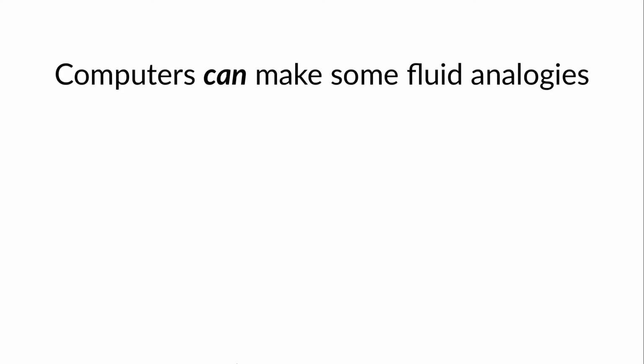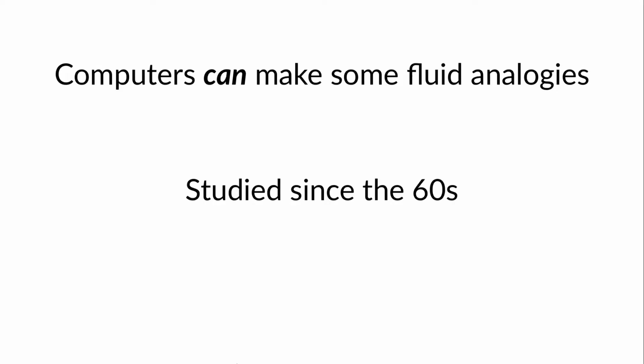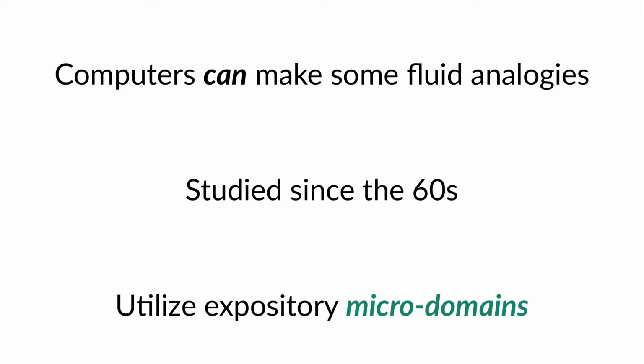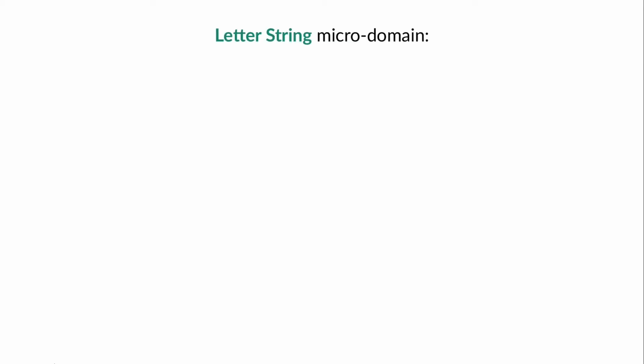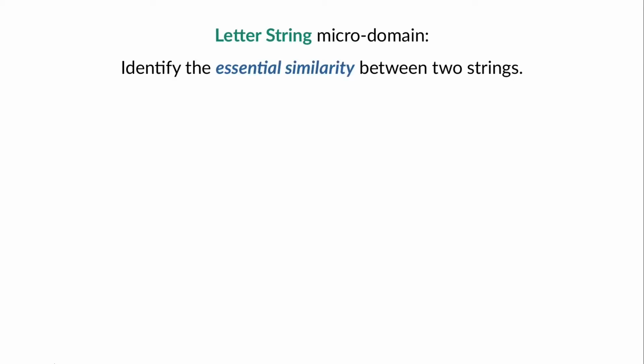In fact, they can. This has been studied by cognitive scientists since the 60s, and primarily this research looks at problems in very small microdomains that abstract away much of the complexity of everyday conversation, or in our case, source code. Let's look at one popular microdomain, where the goal is to identify the essential similarity between short strings of letters. For example, consider the strings ABC and EFG. We can see that both strings can be described as having successive letters as you go rightward.